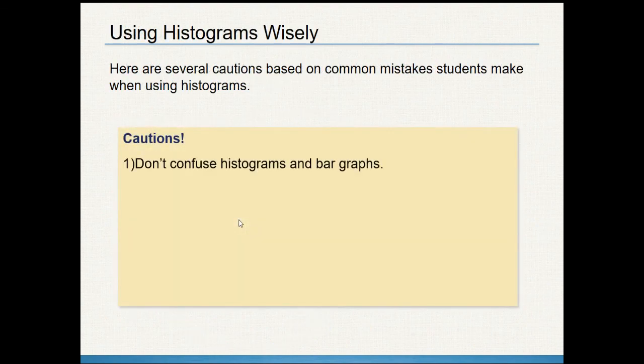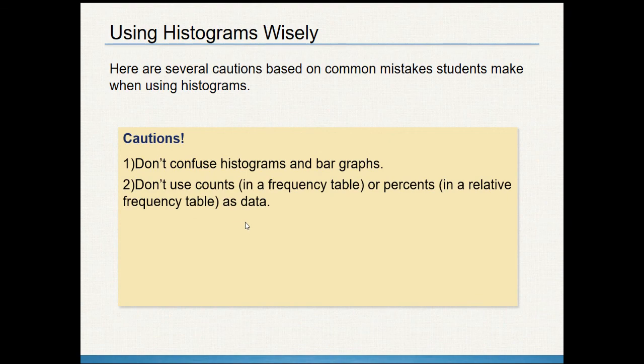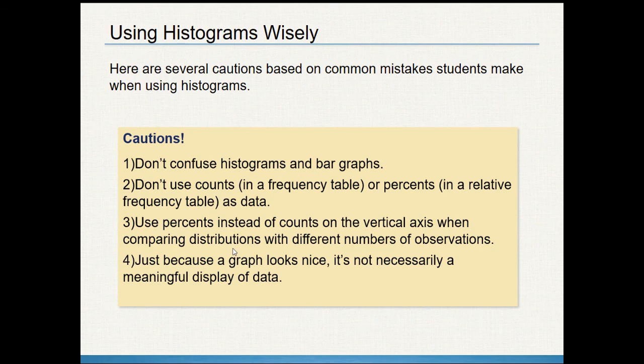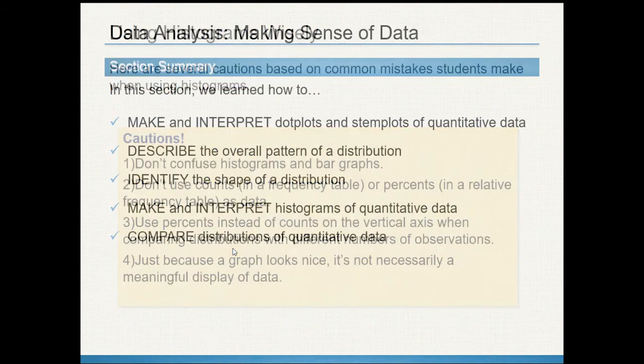There are several cautions based on common mistakes students make with histograms. Don't confuse histograms and bar graphs. That's what I just talked about. Don't use counts in a frequency table or percents in a relative frequency table as data. Use percents instead of counts on the vertical axis when comparing distributions with different numbers of observations. And just because a graph looks nice, it's not necessarily a meaningful display of data.